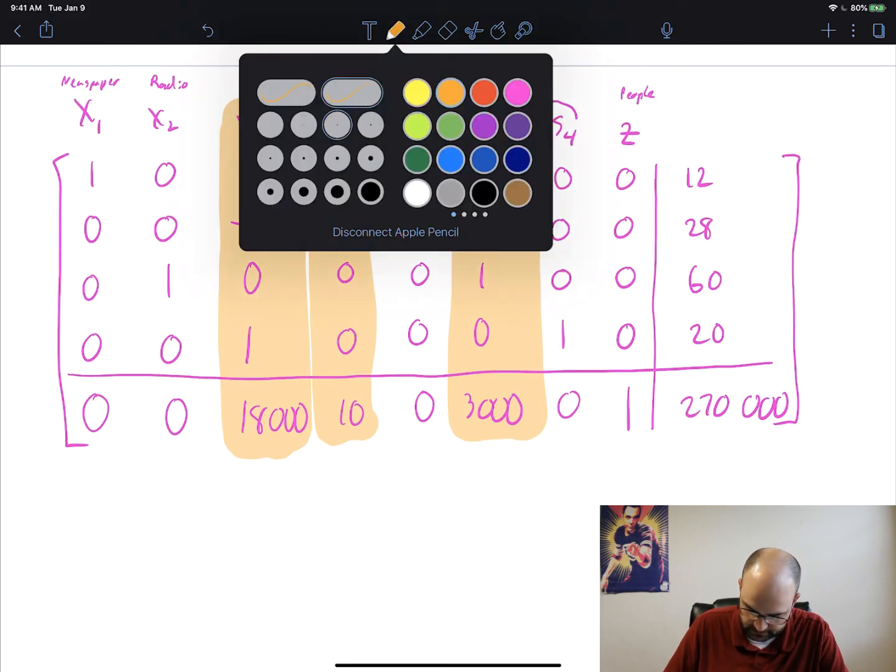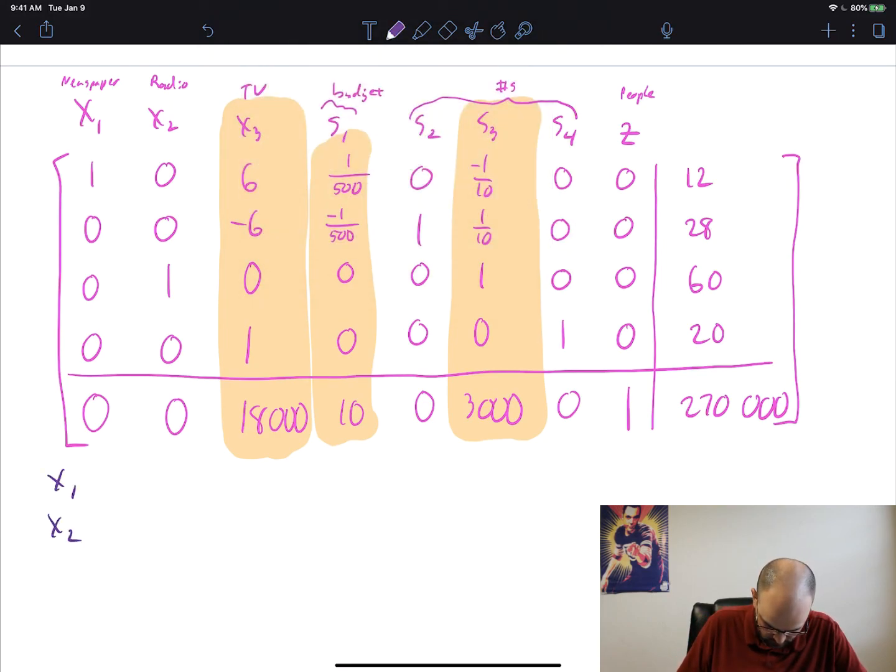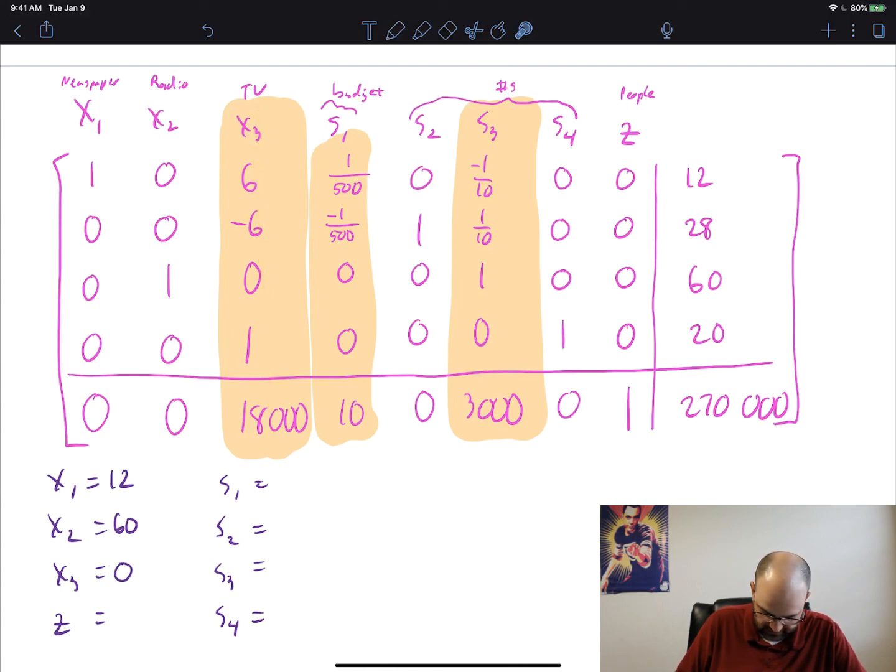So just to write down the solutions, we have x1 equaling 12, x2 equaling 60, x3 is 0, the z column 1 equals 270,000, S1 is 0, there's nothing left over of the money, S2 is 28, and that again represents the number of newspaper ads that are left over.